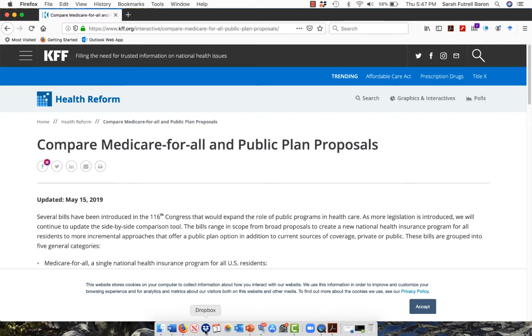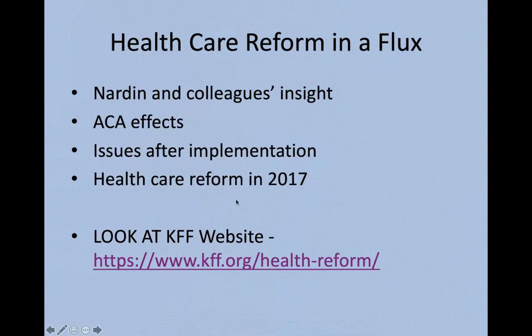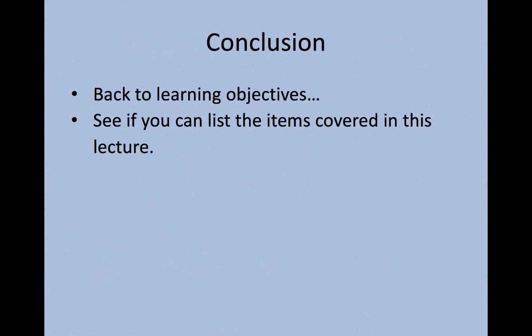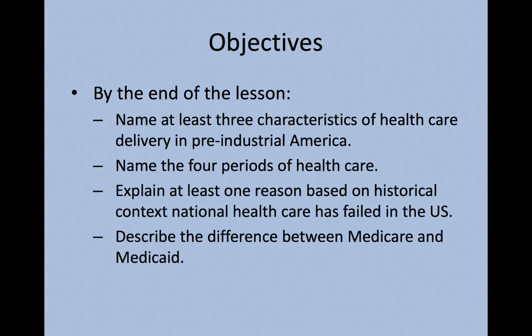So this was a brief history of healthcare and where we've been over the decades. So in conclusion, let's look back to our learning objectives. Can you name at least 3 characteristics of healthcare delivery in pre-industrial America? Can you name the 4 periods of healthcare? We covered that, and it's at the top of this PowerPoint.